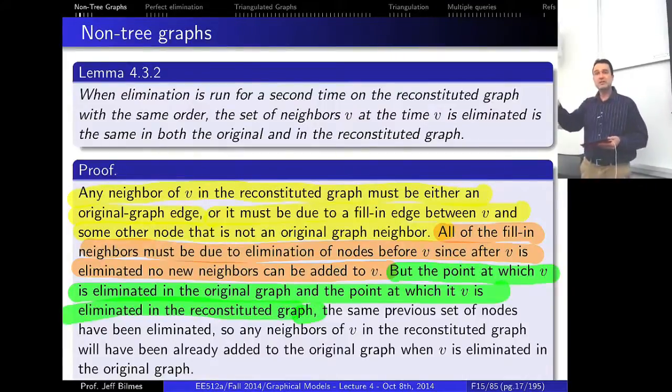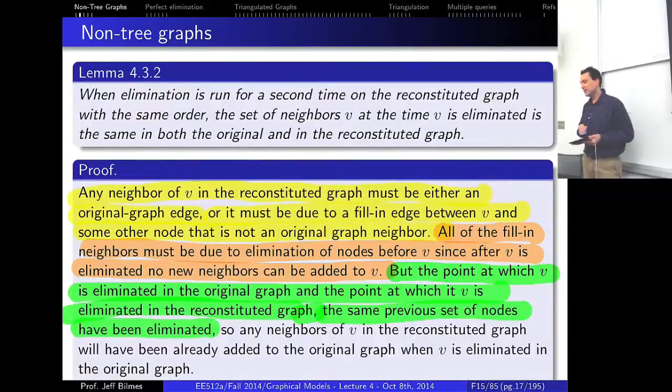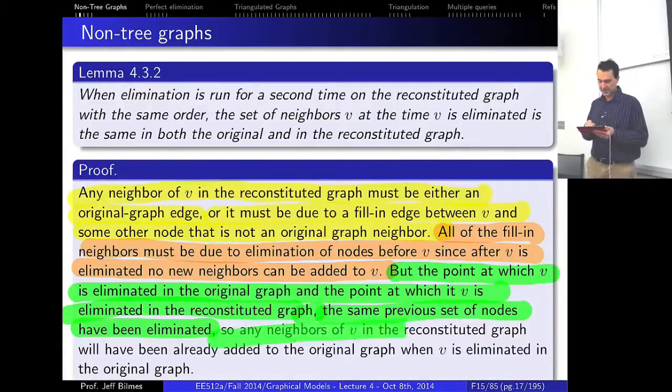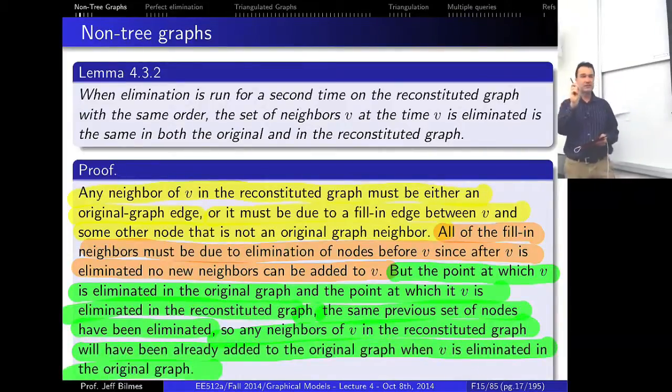So the history of elimination is the same in the original graph and in the new graph, in the reconstituted graph. So we have the same set of previous nodes that have been eliminated. So what that basically means is that any neighbors of V in the reconstituted graph have already been added in the original graph at the point that we eliminate that vertex V. So that's basically saying any neighbors of V in the reconstituted graph have already been added to the original graph when V is eliminated in the original graph. So basically it means that at the point that you eliminate V in the original graph, it has the same set of neighbors as in the reconstituted graph. Hence, the theorem is proved.